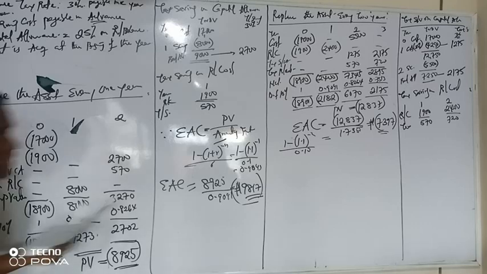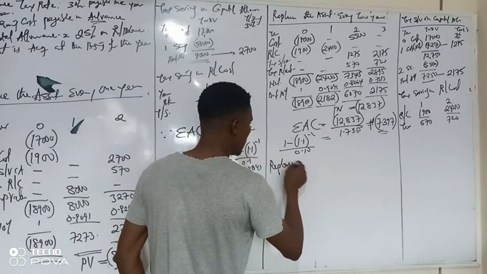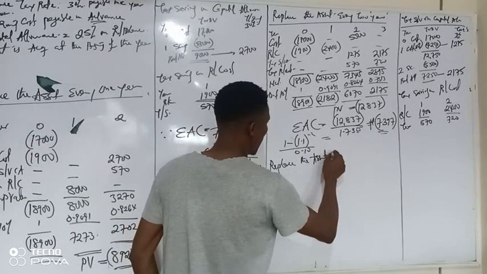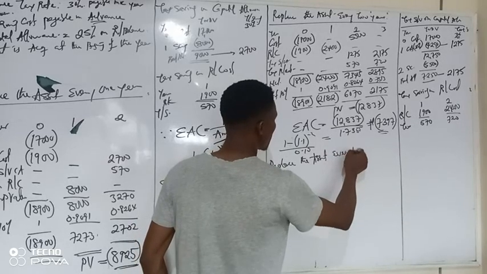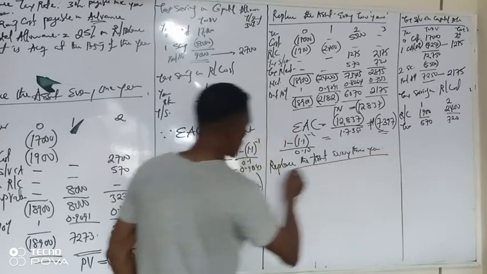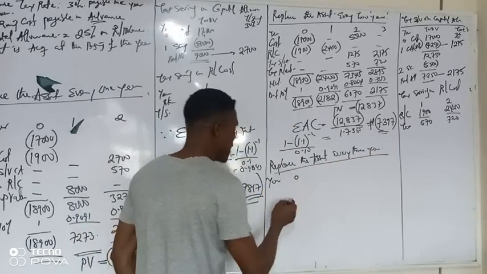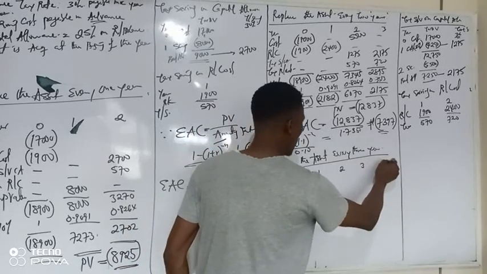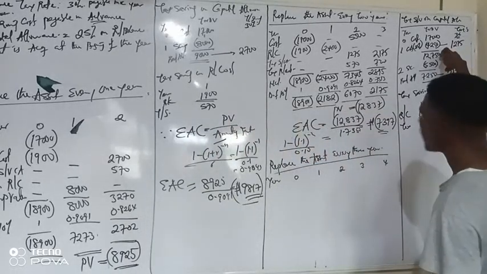So replace the assets every 3 years now. The same procedure again. Let's do it like this. Years, year 0, year 1, year 2, year 3, probably or year 4. But I have to extend this one now to year 3.